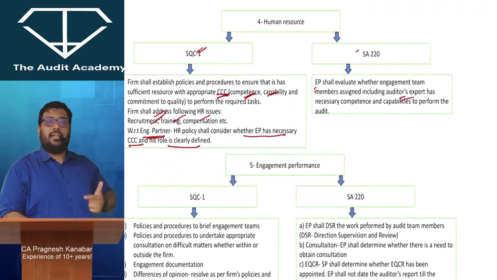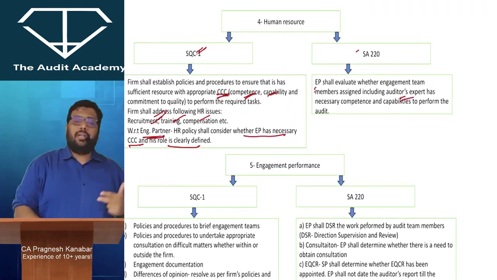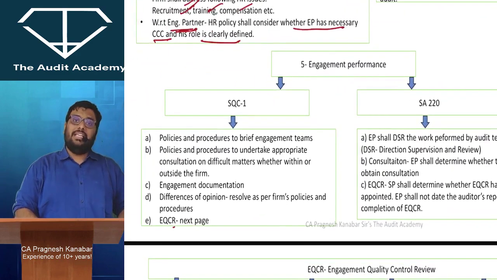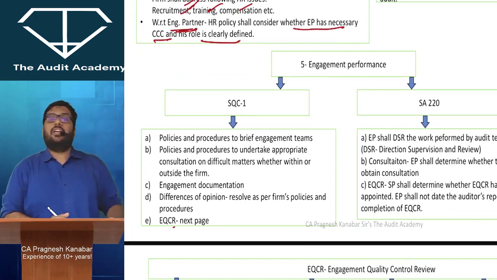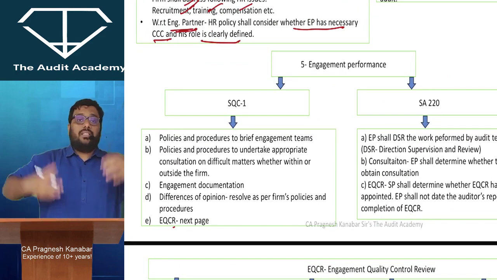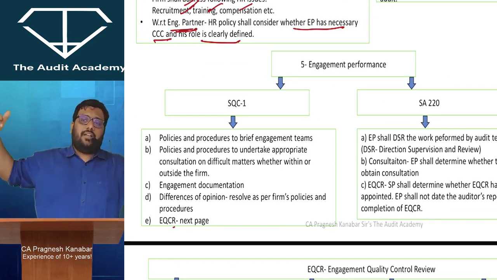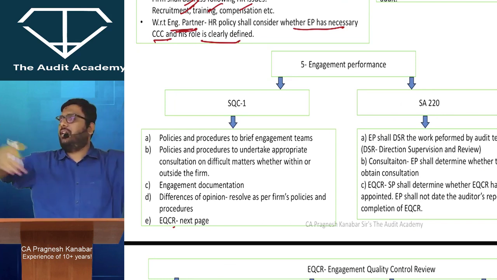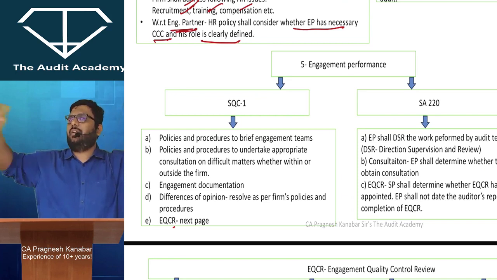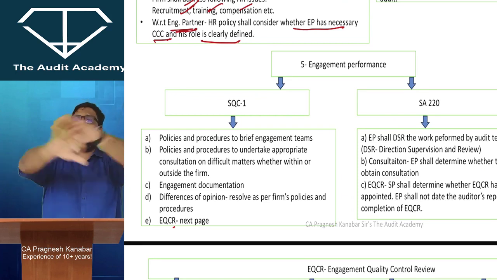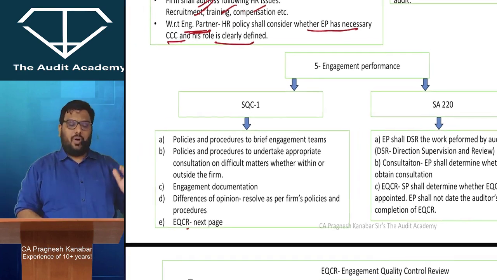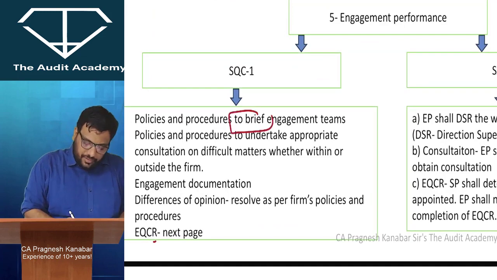E for ethical requirements. A for acceptance and continuance. H for human resource. And now comes one more E, engagement performance. Boss, I am the CEO and the managing partner. In my firm, there are so many assignments. You know, there is audit, review, other assurance engagements, other services. Across all of these engagements, I need to ensure there are strict, clear policies and procedures to brief the engagement teams.